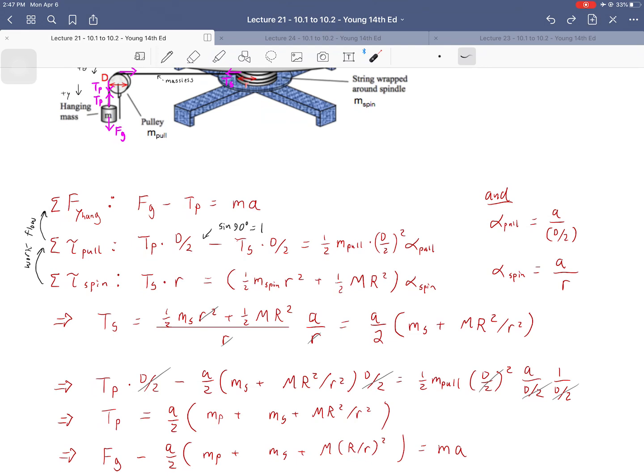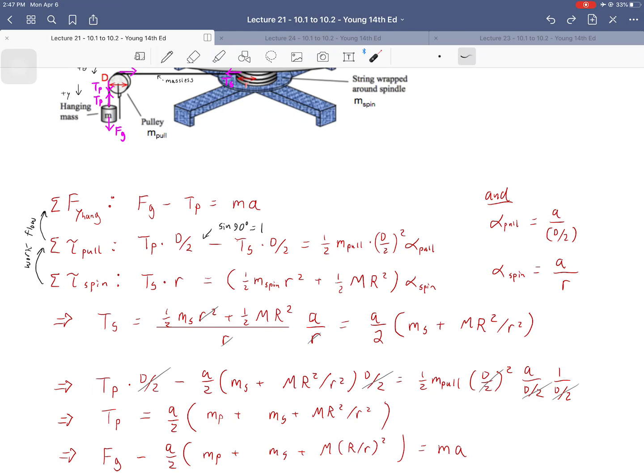Okay? So that's going to be the relationship between our two angular accelerations. Are those angular accelerations equal to each other? Absolutely not. And they don't have to be equal to each other because they're both dependent on radius. So if the spindle and the pulley have different radii, then you better expect they're going to have different angular accelerations. But you know what is the same?